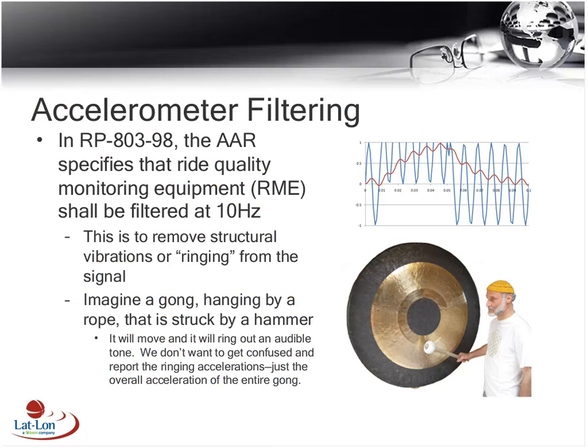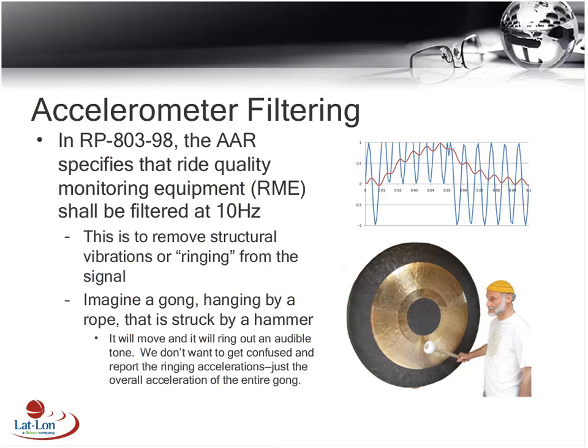When a rail car is in an impact, especially one without cushioned draft gear, it can be hit hard enough that the whole structure of the car will ring, much like a gong would ring if you hit it with a hammer. And so filtering is required, and the AAR has recommended practices, 803-98, on how to do this filtering, and they recommend filtering at 10 hertz.